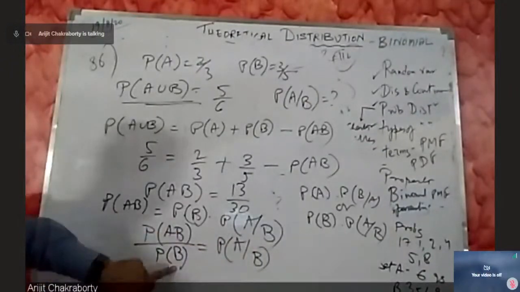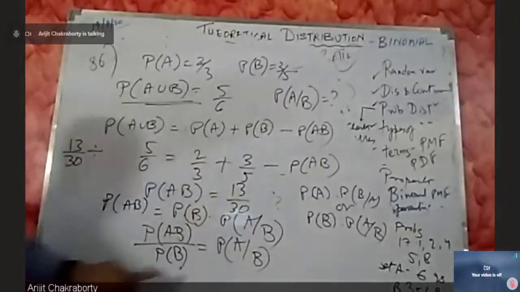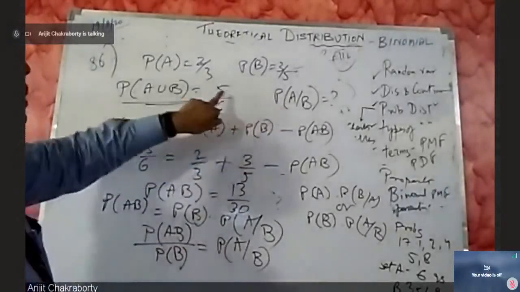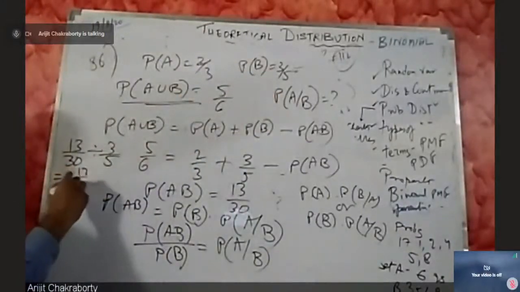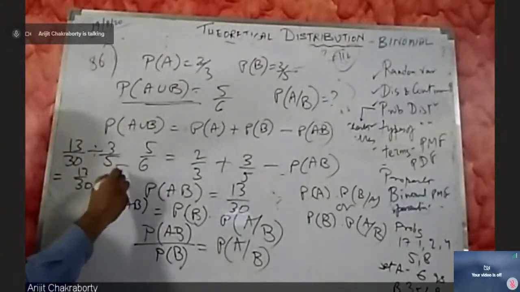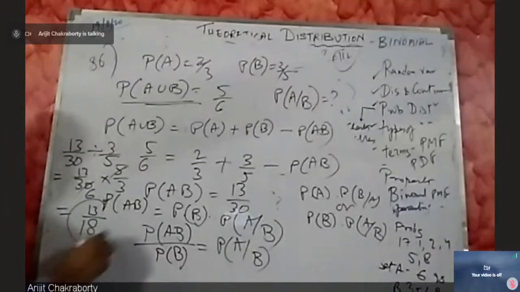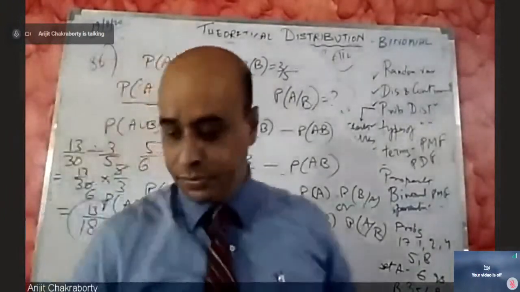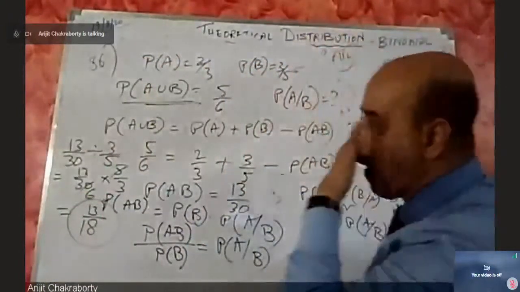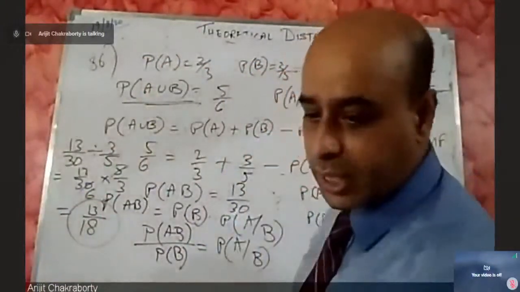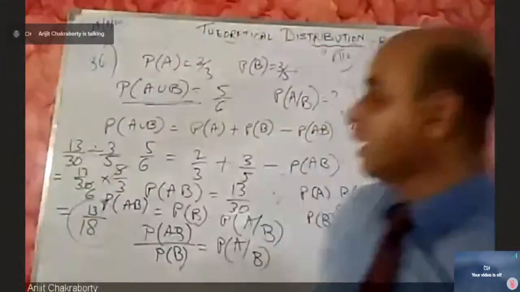That means the answer is P(A intersection B), which you have got as 13 by 30, divided by P(B). P(B) here is 3 by 5. Divided by 3 by 5 means 13 by 30 into 5 by 3. So it comes to 13 by 18. My answer is 13 by 18. This is what I am getting: 13 by 30 divided by 3 by 5. Please check the answer, 86. So this is 13 by 18.